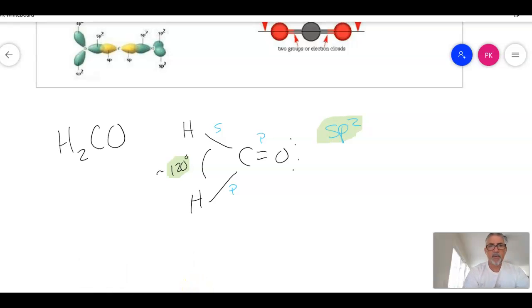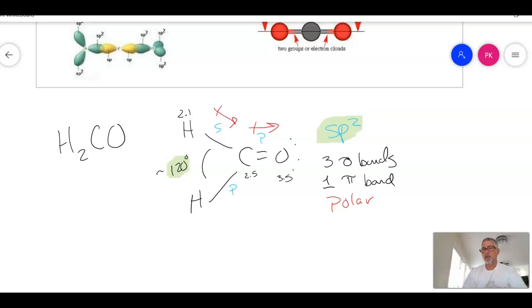It's got 3 sigma bonds and 1 pi bond, right? And if we look at it, this is 2.5, this is 3.5, and this is 2.1, right? So I am going to get a pull in that direction, so it is polar as well. There's no axis of symmetry, right? So if we look at that, those are the things that you need to know. You need to know how to do it.